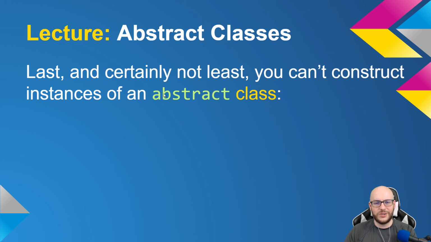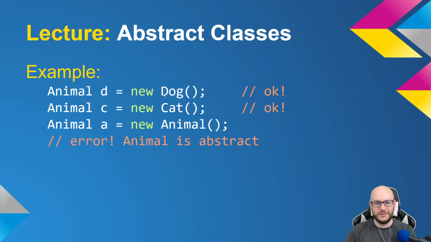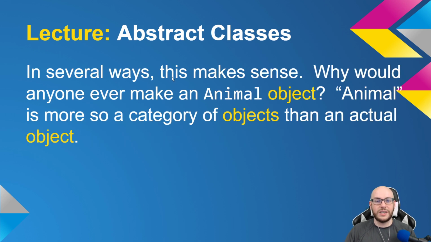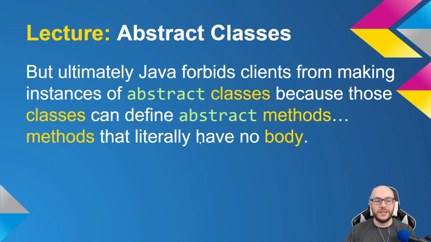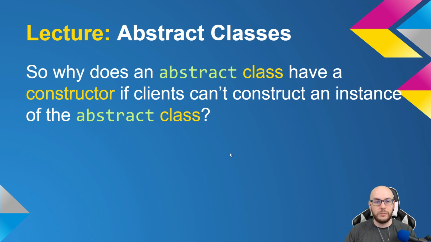So we can't construct an instance of an abstract class, but here's what this is saying, right? I can make a dog, I can make a cat, assuming that dog and cat are ultimately instances of animal. Obviously, I can't do this because animal is abstract. That's what we just talked about. In several ways, it makes sense. Why would anyone ever want to make an animal object? Animal is more of a category of objects than an actual object, but ultimately Java forbids clients from making instances of abstract classes because those classes define abstract methods that literally have no body.